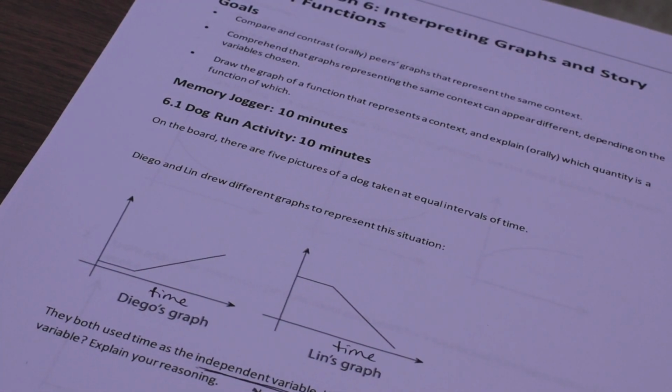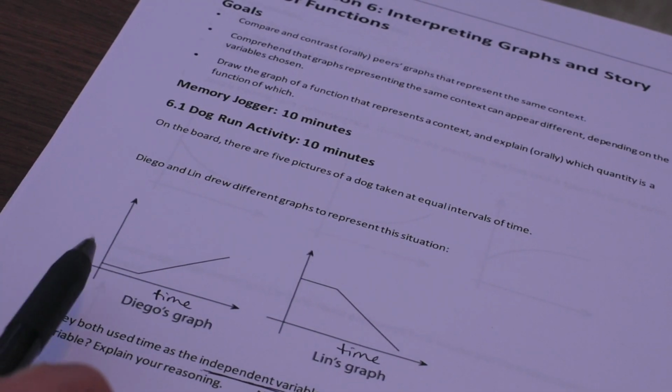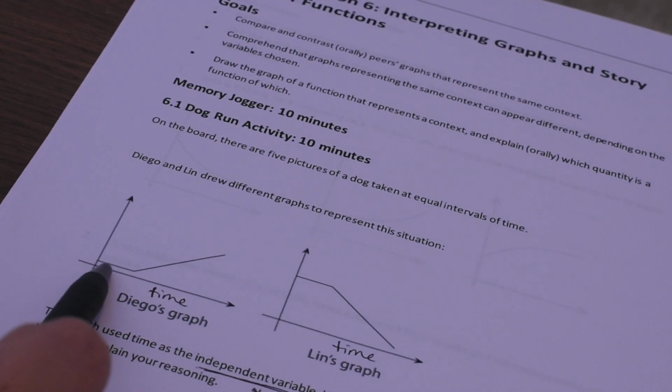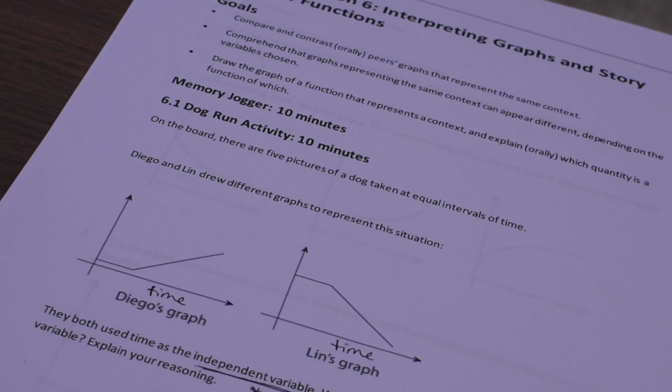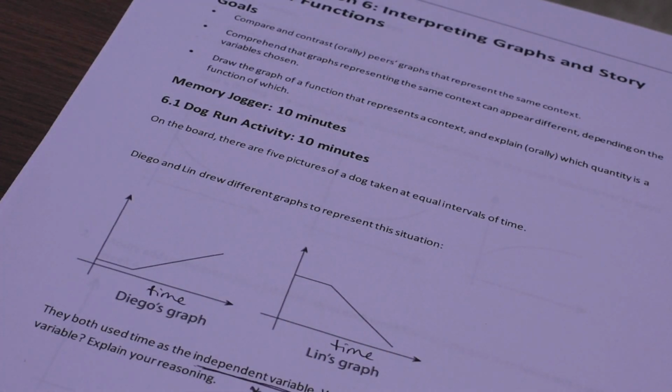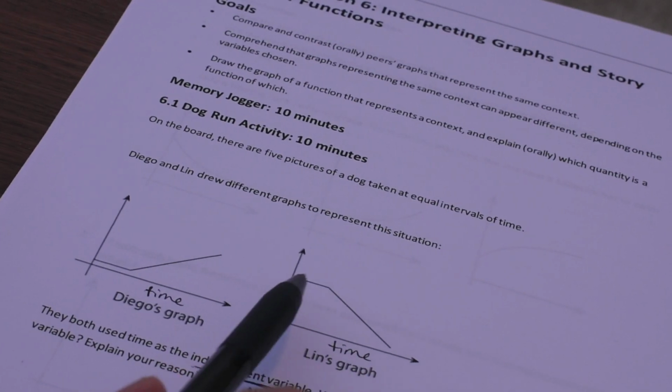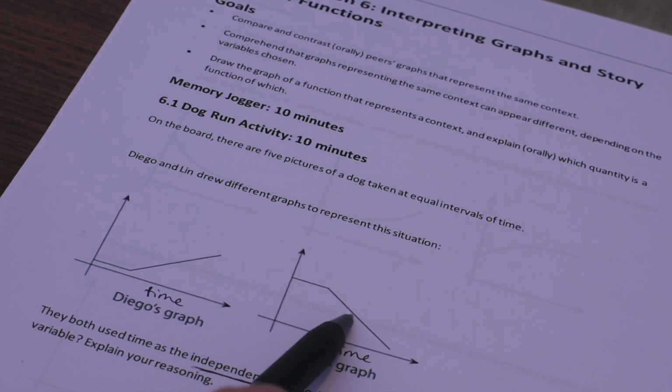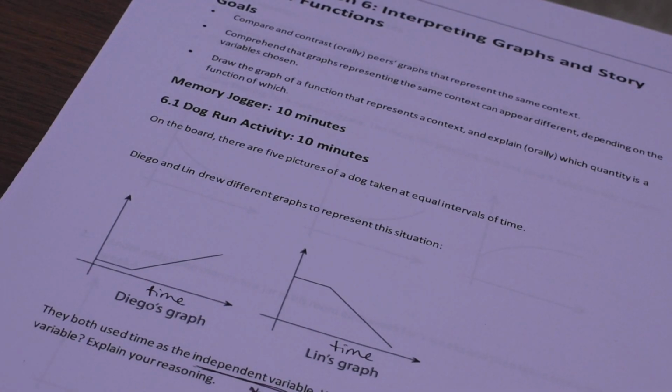So what do we think Diego used? So Diego's is down here. It starts down here and it's constant. That kind of represents the first 2 images where the dog is at the same spot all the way in the back, right? And then it starts to move and get further. All right. With Lynn, it starts up here somewhere. And then it starts and gets closer.